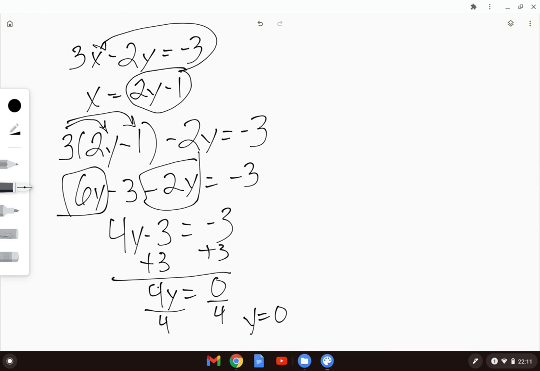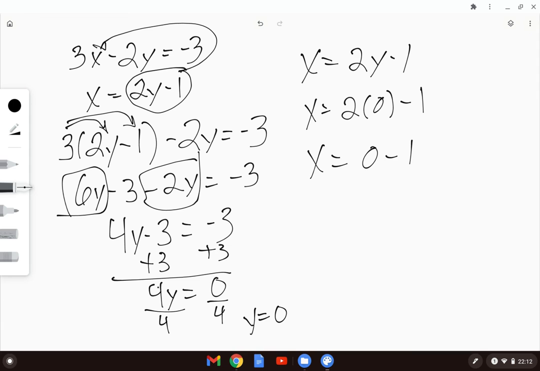My third step would then be to substitute your answer into one of the original equations and solve for the other variable. So I already have an equation that defines my other variable, x equals 2y minus 1. So x equals 2 times 0 minus 1. 0 minus 1, x equals negative 1. So my ordered pair solution for this system of equations is going to be negative 1, 0, which means that is the ordered pair that, if substituted into both of these equations, would make both equations true.